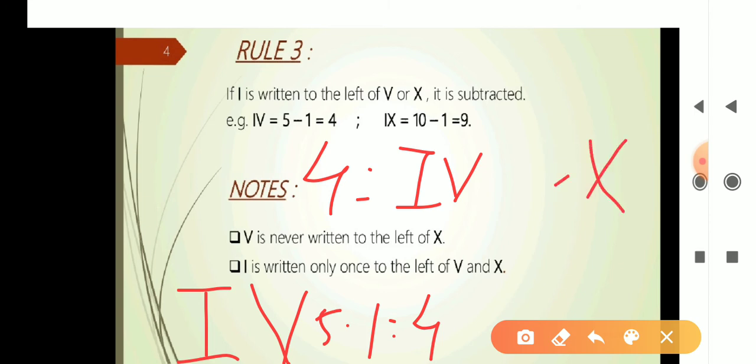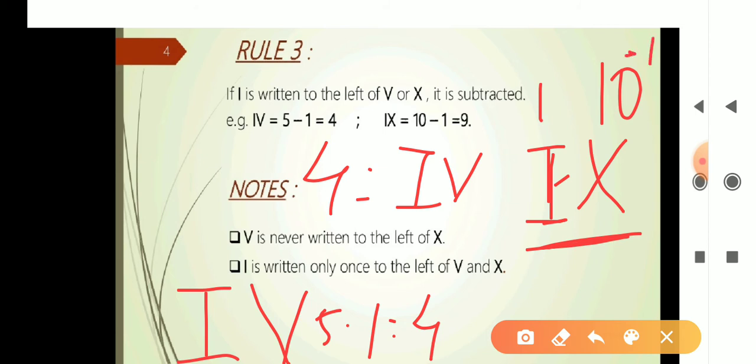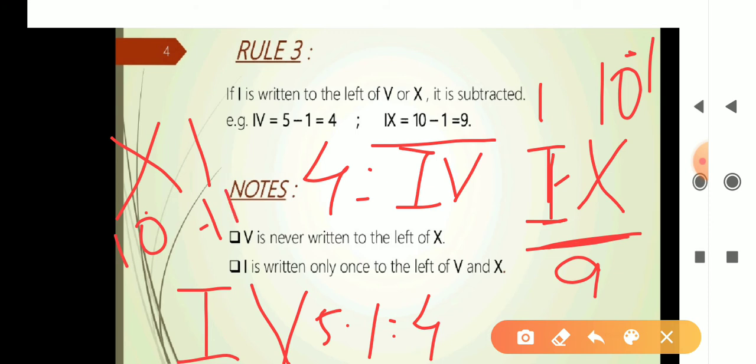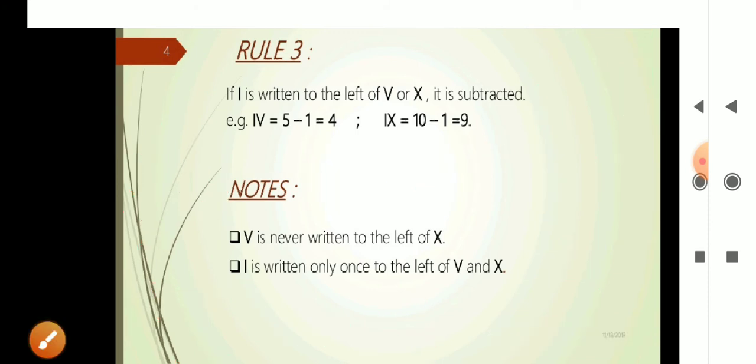And X, if we write I on the left side of X, I stands for 1 and X stands for 10, so it means 10 minus 1, that is 9. For example, if we write I on the right side of X, X is 10 and I is 1, so it gets added, that is 11. If we write a symbol on the left side, it is subtracted.